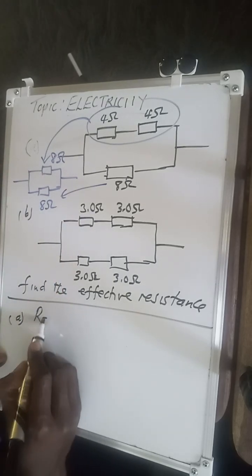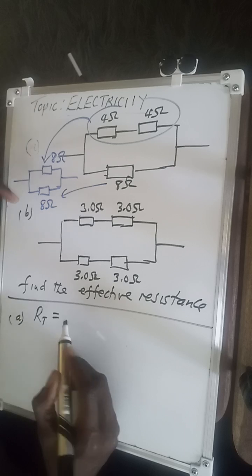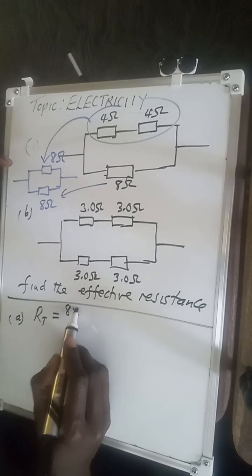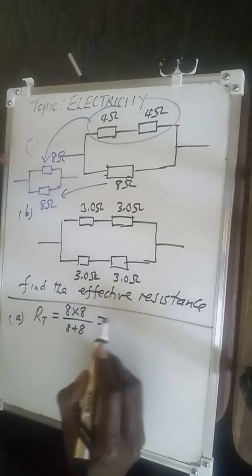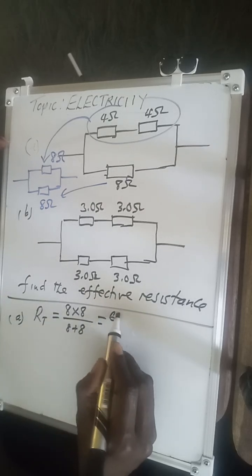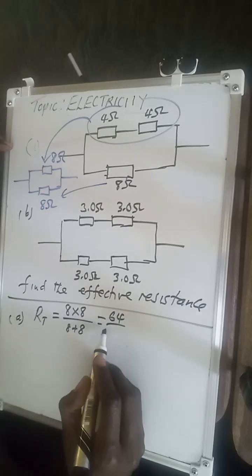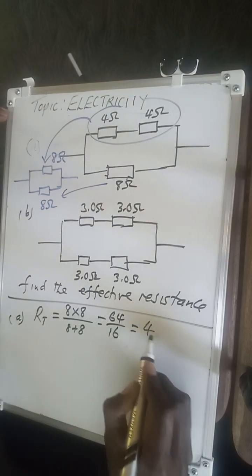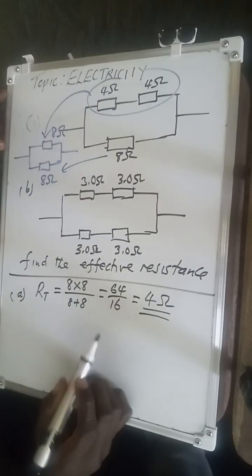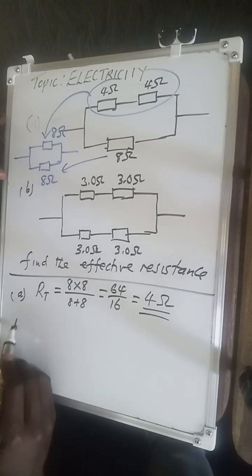So how do you get the resistor total? Remember what we said, you can simply multiply them, the product divided by their sum. So it will be 8 times 8 is 64, divided by 8 plus 8, which is 16. If you divide 64 by 16, it is simply going to give you 4 ohms. So that's the idea. What about these ones that we have for B?